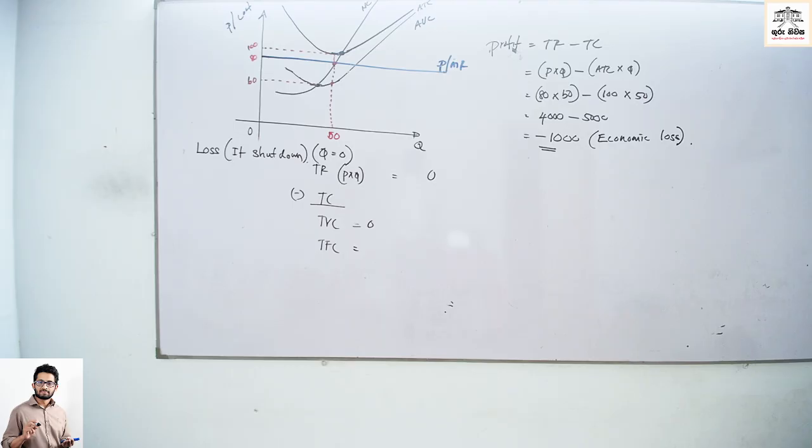At 0 output level, would total fixed cost be 0? Yes or no? No. Even though there is no output, we have fixed expenses: rent, the fixed part of the electricity bill, insurance, bank loan interest, normal profit. Fixed cost is there. How much is the fixed cost in this production process?